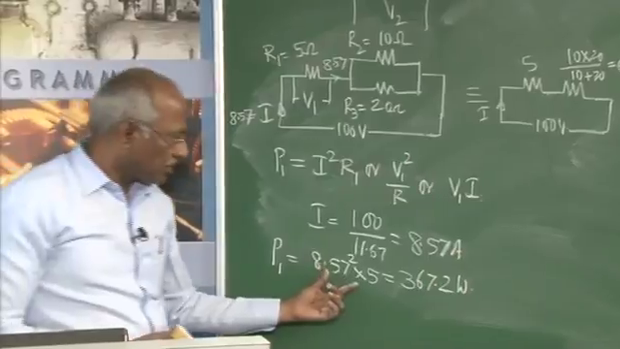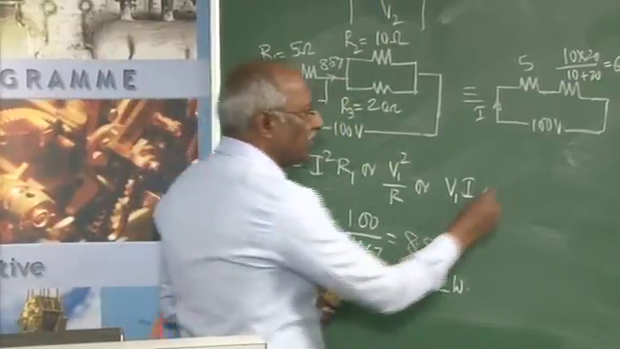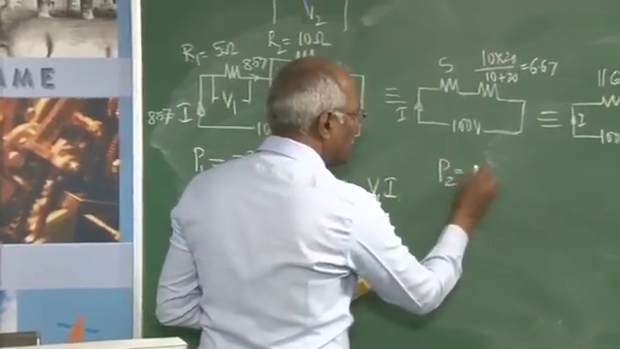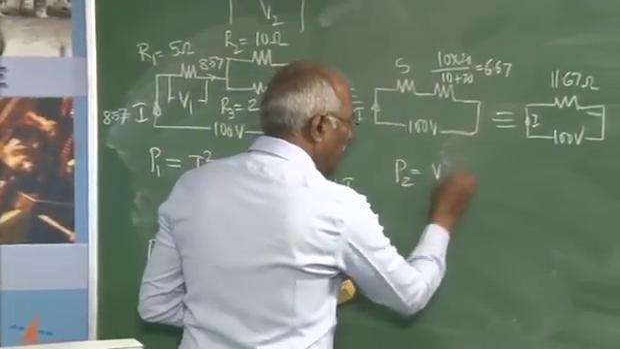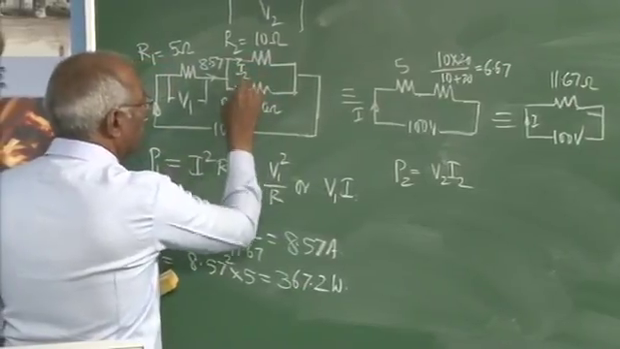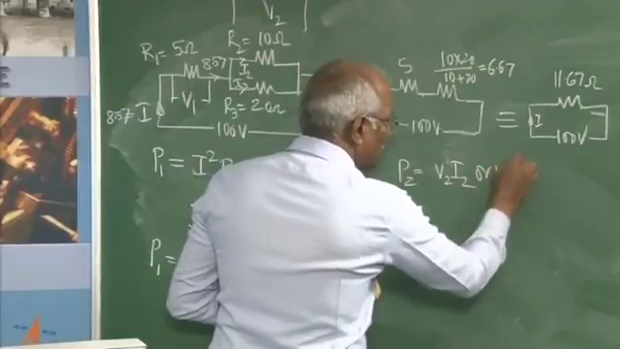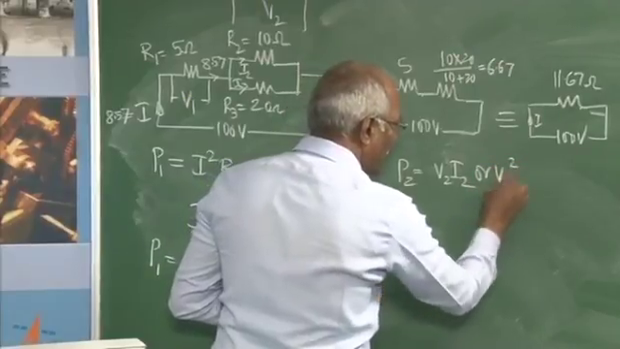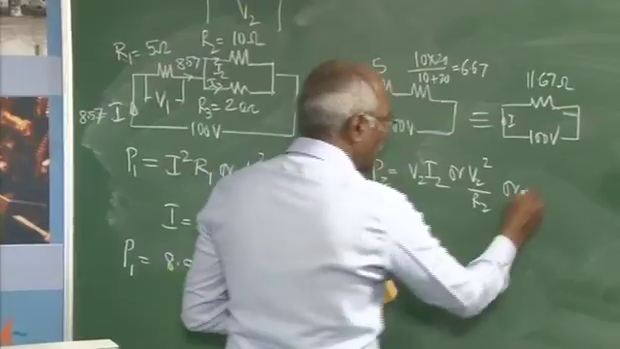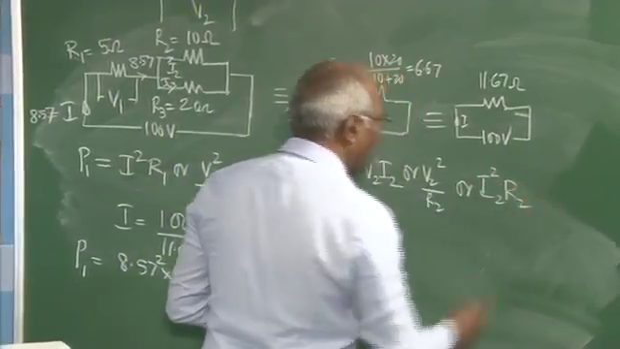Once I find out this one, next I have to find out what is P2. P2 can be taken as equal to V2 into I2, if I2 is the current here and I3 is the current here, or it may be equal to V2 square by R2, or it can be taken as I2 square into R2.